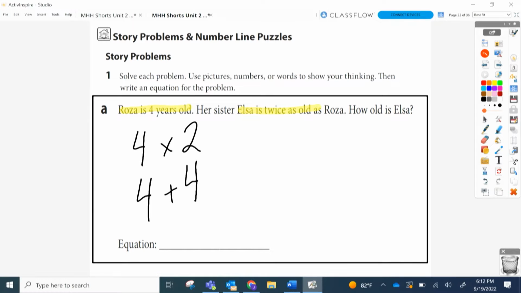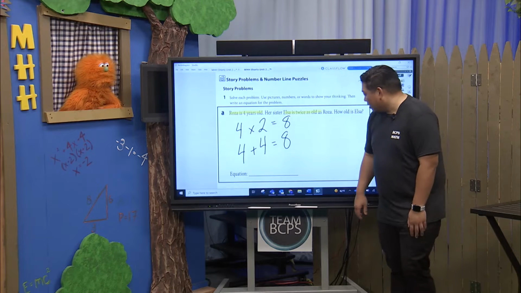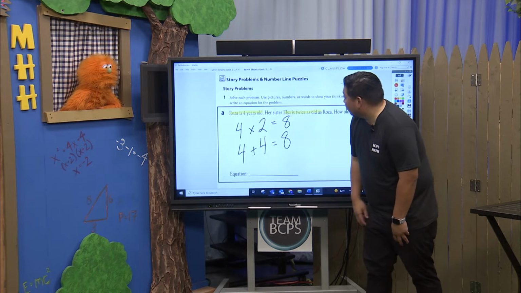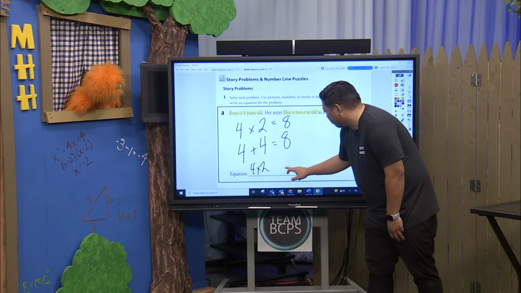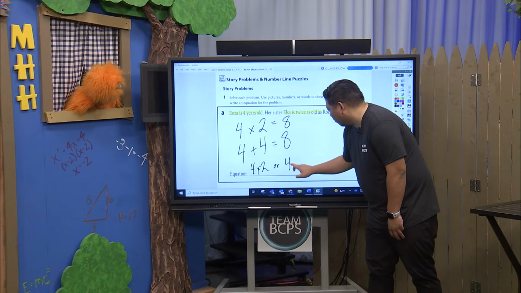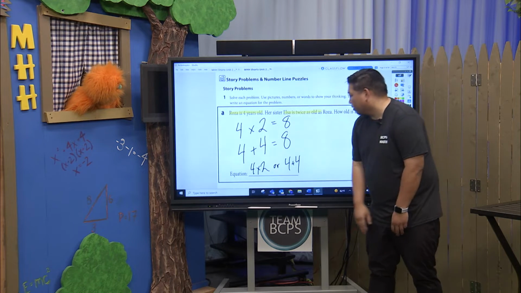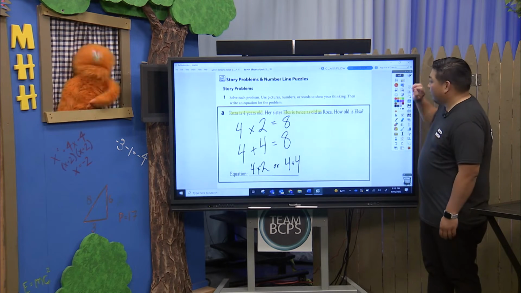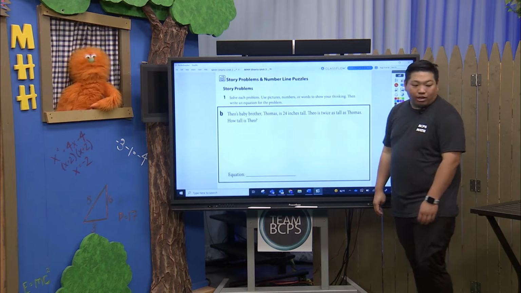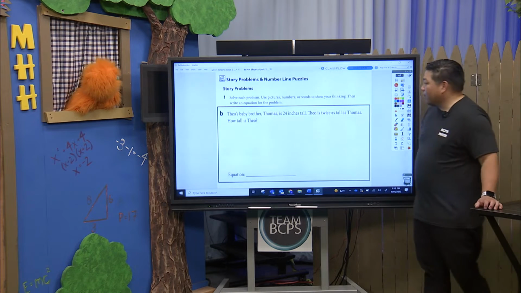So 4 times 2 is 8. And we know that because we know that 4 plus 4 is 8. So the equation that we can write down here is 4 times 2, or 4 plus 4, both of which equal 8. Great. All right, let's take a look at the next one.